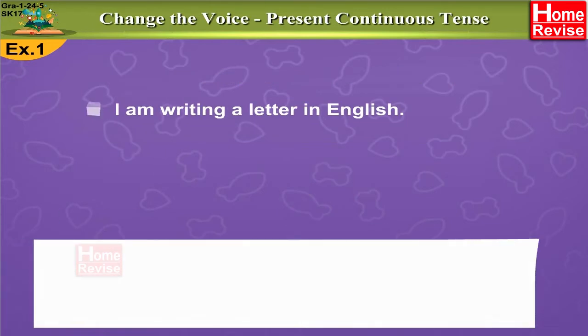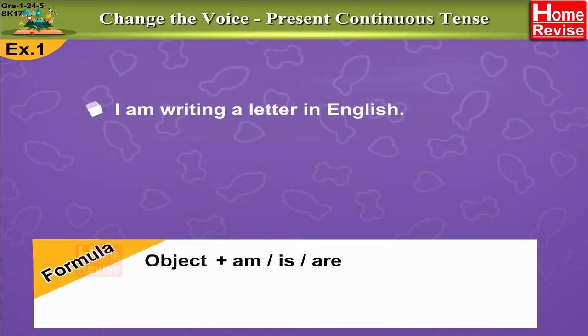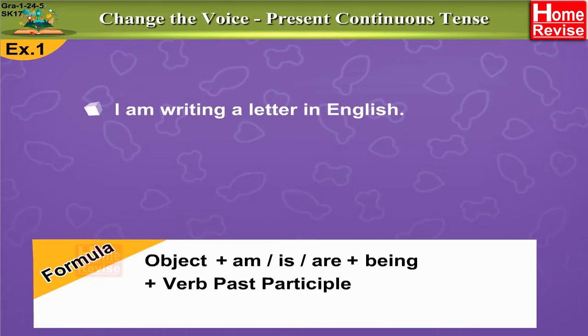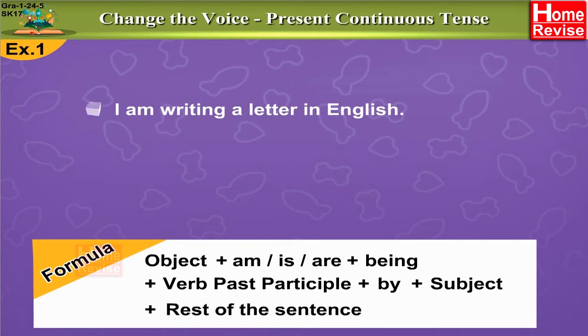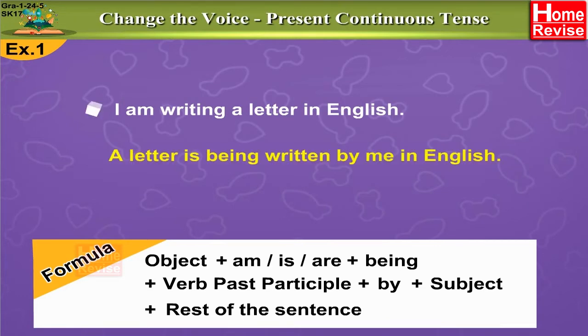Before that, let's understand the formula once again. First, object plus to be form of verb is plus being, B-E-I-N-G, being, plus the past participle, plus by, plus the subject, and then the rest of the sentence. So, object is a letter. A letter is being written by me in English.